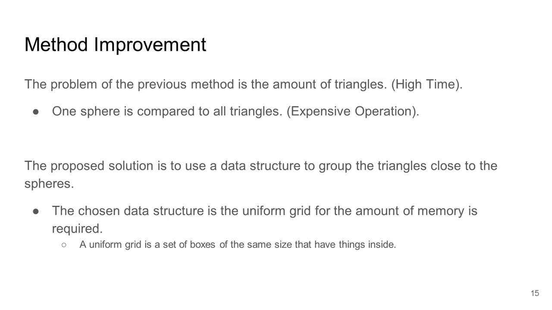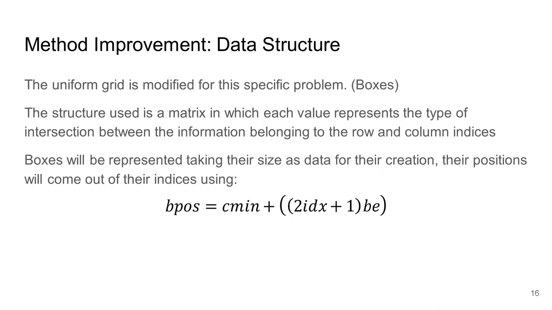Before, a sphere was compared with all the triangles. With that structure, the uniform grid is modified for this specific case of boxes. The structure used is a matrix in which each value represents the type of intersection between the information belonging to the row and column. The boxes will be represented taking their size as data for their location. Their position will come out of their index. It works like a uniform grid, but only the indices of the boxes are saved, since that is the only thing needed to validate the intersection. These two indices are stored in the array mentioned above.